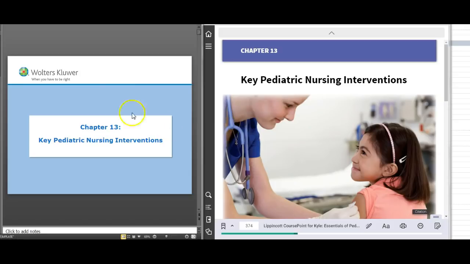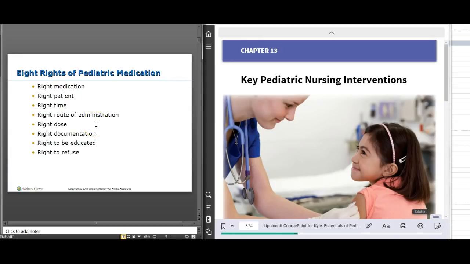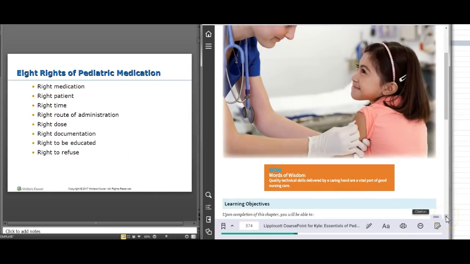So we're going to talk a little bit about the 8 rights of pediatric medication administration. Now, I think you guys learned 5 rights, maybe 6 rights, and the first 5 rights are the same ones: the right med, the right patient, the right time, the right route, and the right dose. But you also have to have the right documentation. Parents and patients have the right to be educated on their medication, and then they always have the right to refuse. So you need to know those 8 rights.